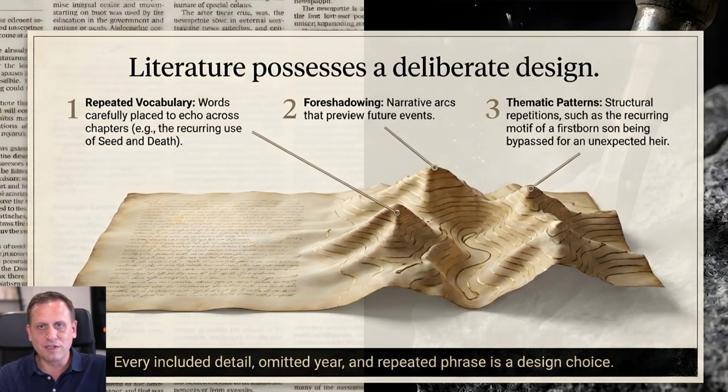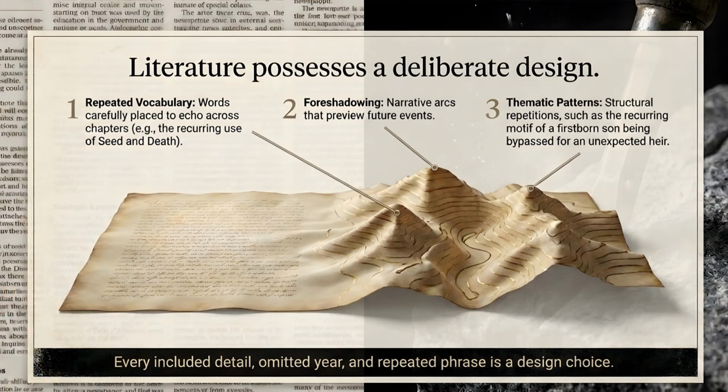Second, pay close attention to foreshadowing. Early narrative arcs in the book constantly preview future events in Israel's history and in the rest of the book, and they come up over and over again. And third, watch for thematic patterns. Notice how often Genesis repeats specific structural elements like a firstborn son being bypassed in favor of an unexpected younger son. You'll see this with Ishmael and Isaac, Esau and Jacob, and again with Joseph and his brothers. This happens over and over again.